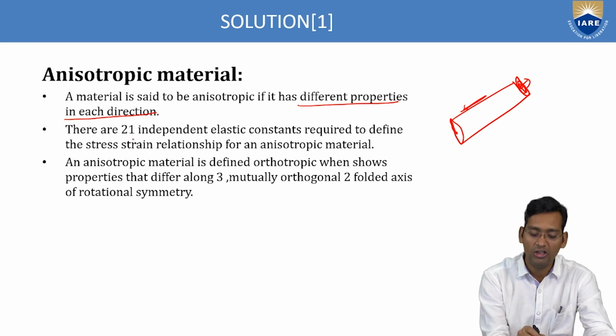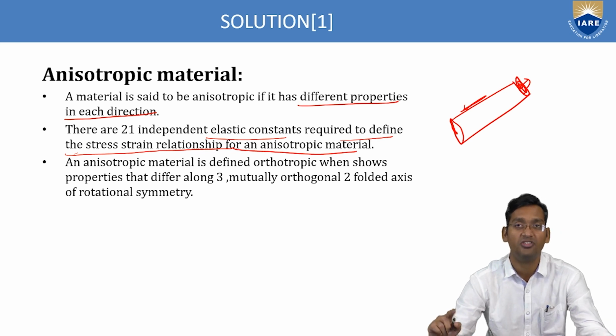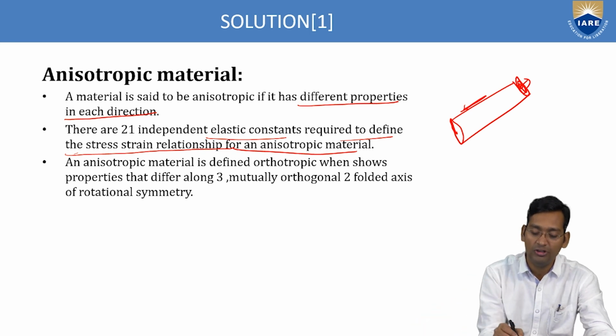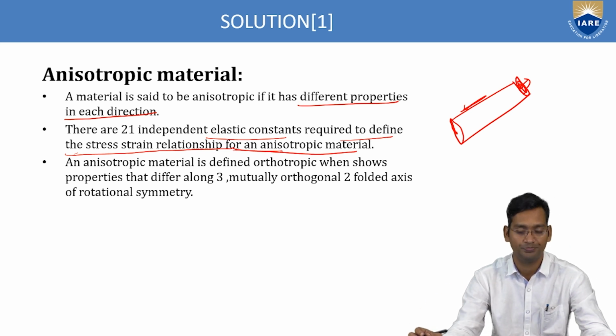There are 21 independent elastic constants required to define the stress-strain relationship for anisotropic materials. Just see how stress and strain are related. For those 21 independent elastic constants, each should not depend on the others. So a total of 21 independent elastic constants is required, and only then can we define the relationship for an anisotropic material.